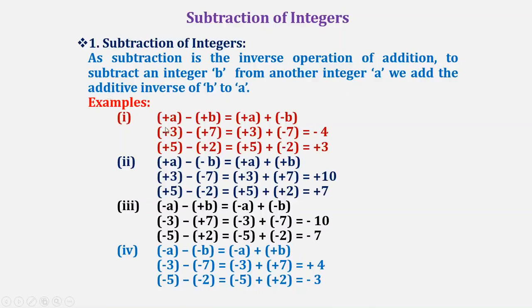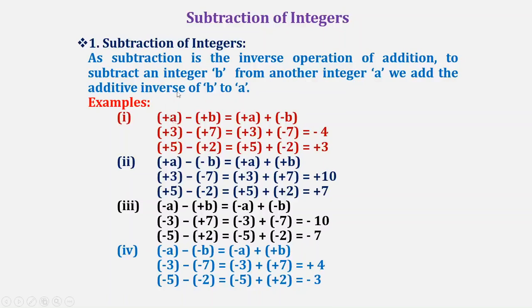So you observe here, the first one, example 1: plus a, I am subtracting plus b from plus a. So to subtract plus b from plus a, first we have to take the additive inverse of plus b. What is the additive inverse of plus b? Minus b. So the additive inverse of the second number we have to add to the first number.